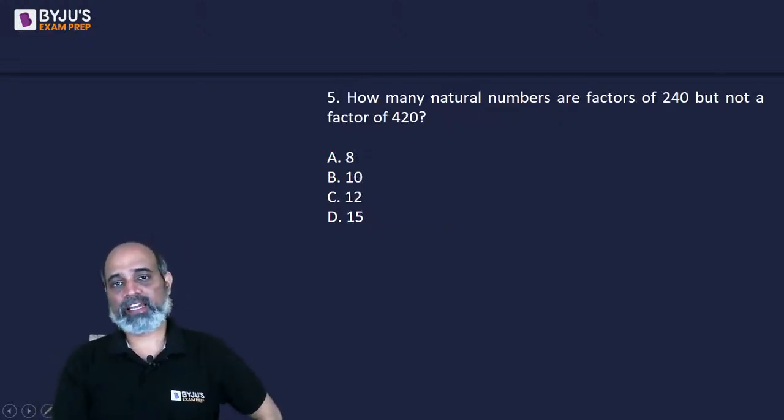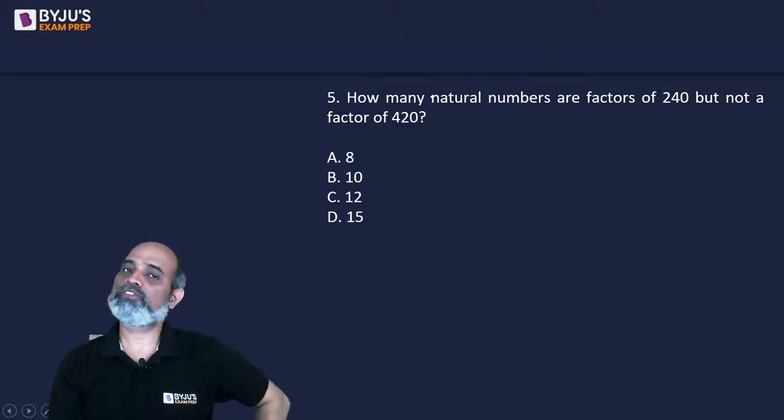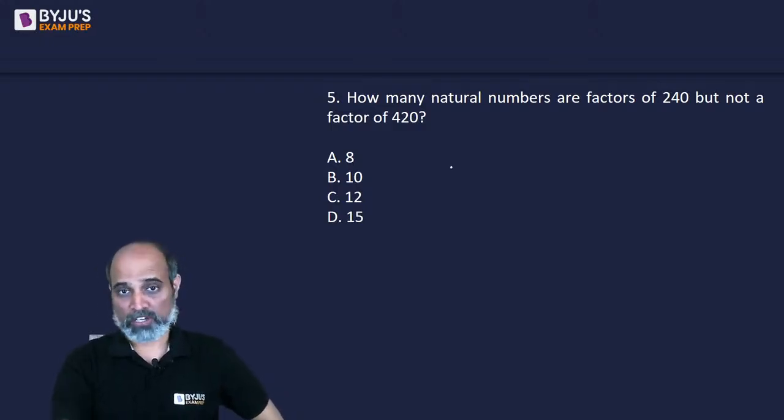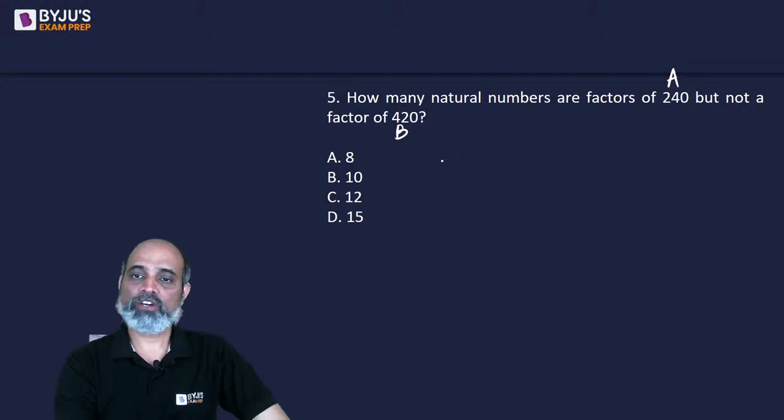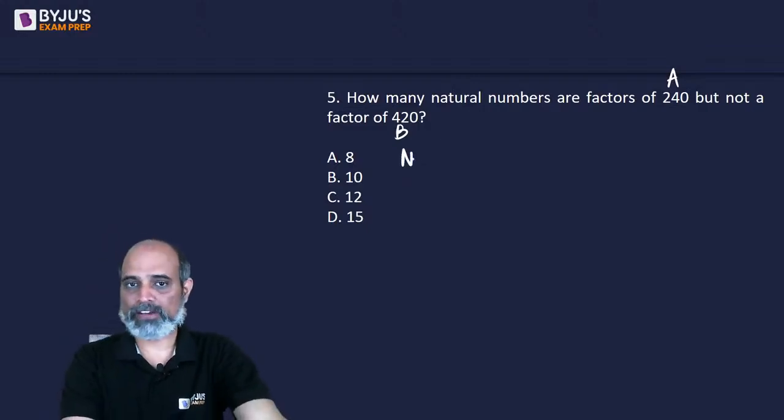Okay, next. How many natural numbers are factors of 240 but not a factor of 420? So, let's call this number A and let's call this number B. Number of factors, I'm going to write NOF, number of factors.